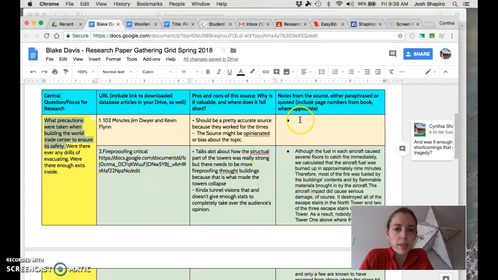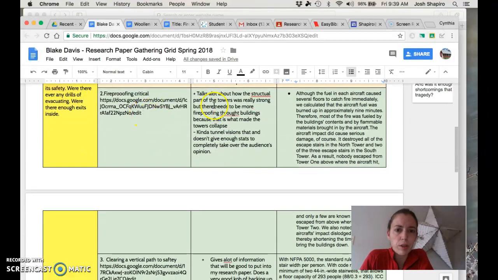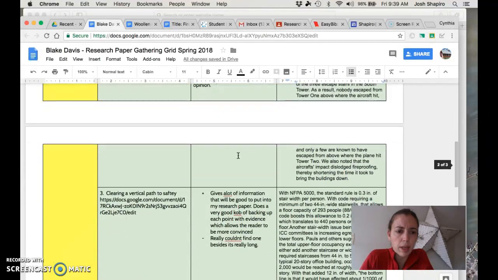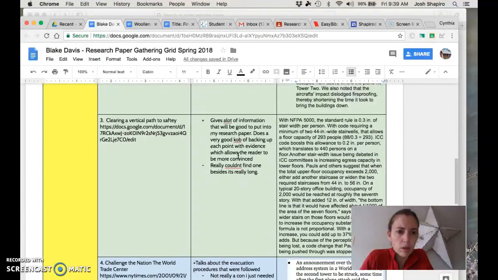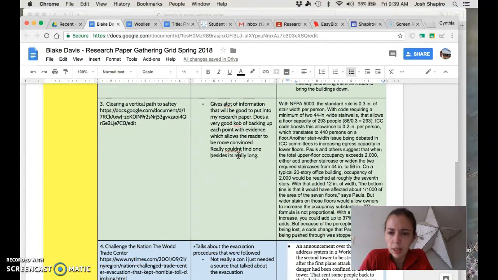See what you can find, and then try to have at least 4 or 5 different pieces of information from your book that you'll tie in then to your outline and then ultimately to your paper. But you've got fireproofing critical. So talking about that, that's a good thing. A vertical path to safety.